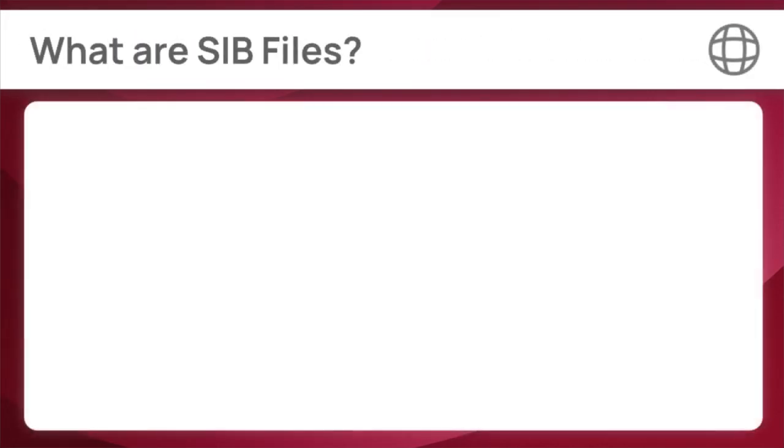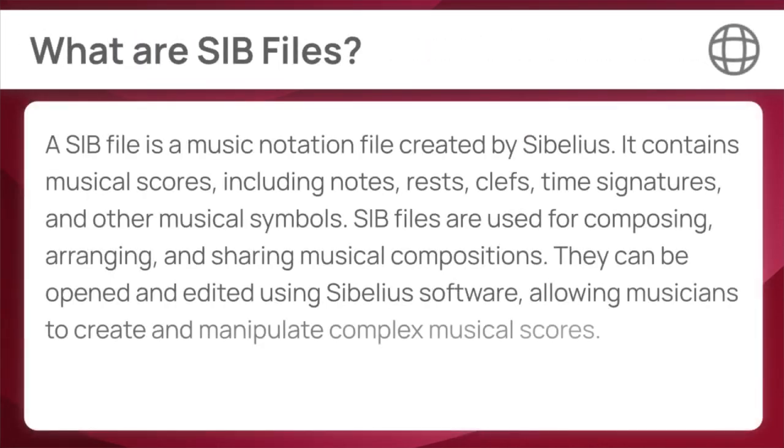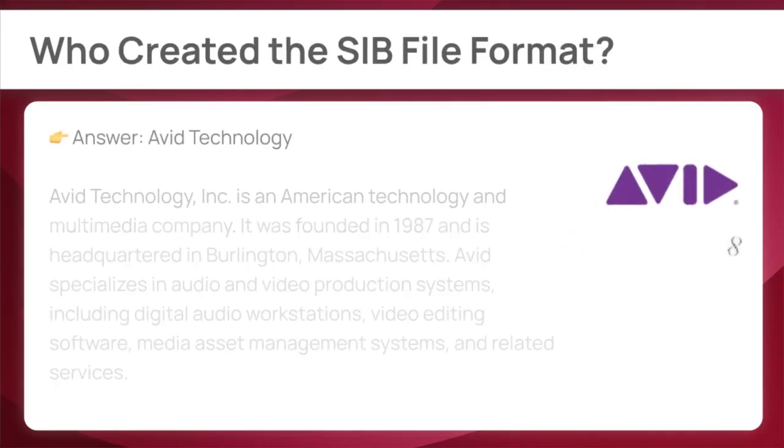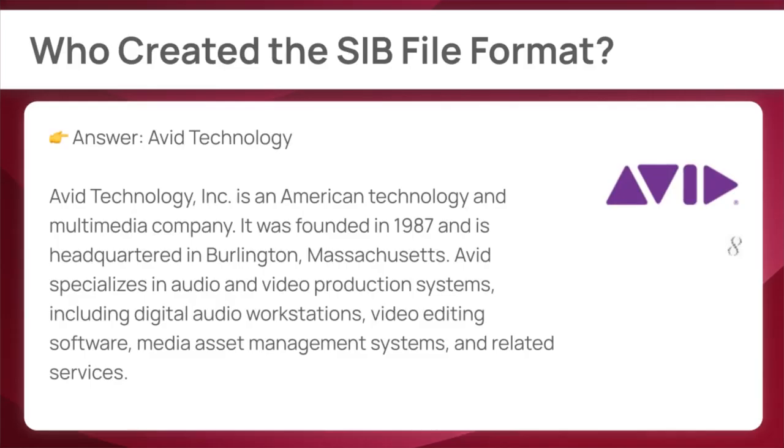A SIB file is a music notation file created by Sibelius. It contains musical scores including notes, rests, clefs, time signatures, and other musical symbols. SIB files are used for composing, arranging, and sharing musical compositions. They can be opened and edited using Sibelius software, allowing musicians to create and manipulate complex musical scores.